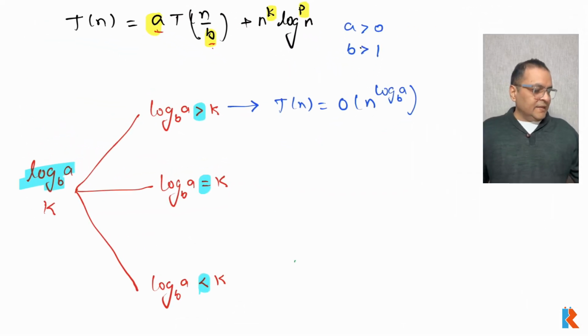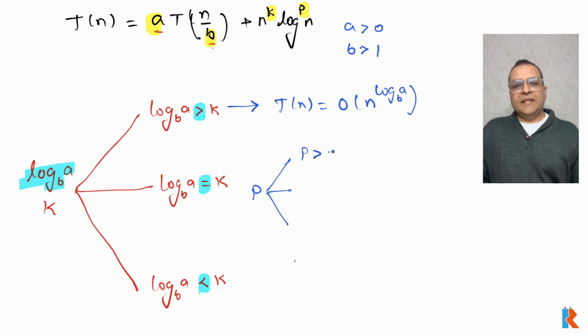Now let's come to the second case. Second case is when log of a to the base b is equal to k. If this is the case, then we have to look for the value of p. So consider the value of p and compare it with minus 1. Again, there are three possibilities.